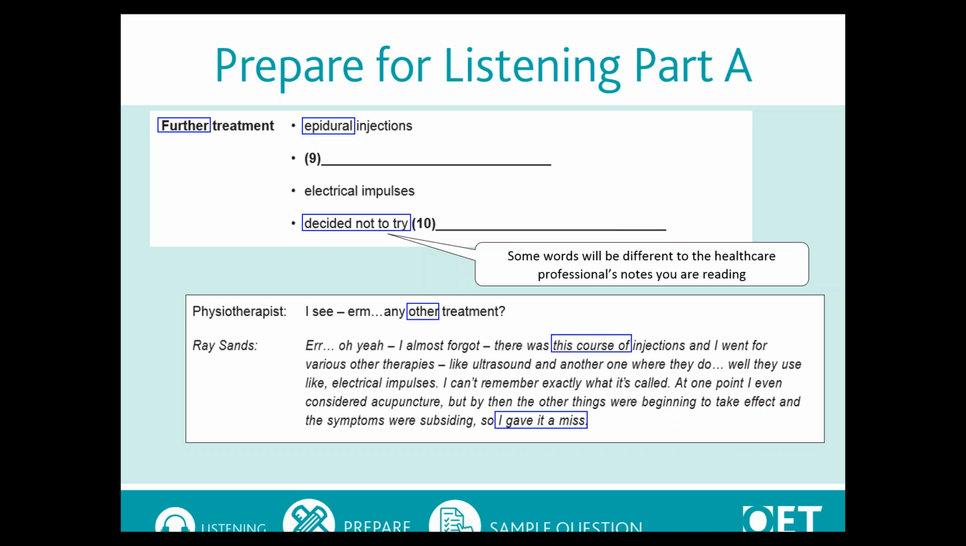In these examples, you can see that on the page, the word further is given, but in the audio you will hear other. On the page, the word epidural injections is written, but the audio will describe it as this course of injections. In the final example, you have the words decided not to try on the paper, but the patient says, I gave it a miss, which has a similar meaning.